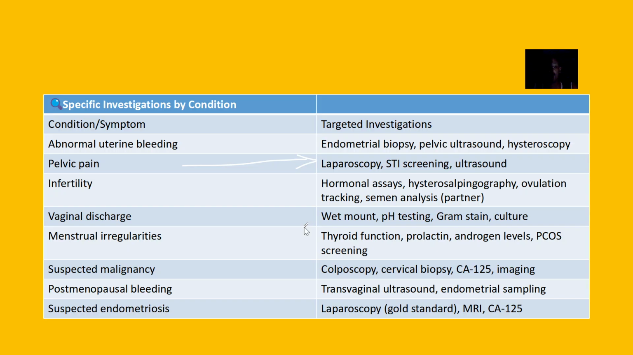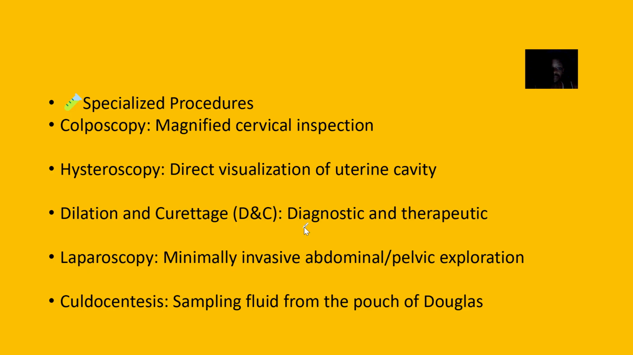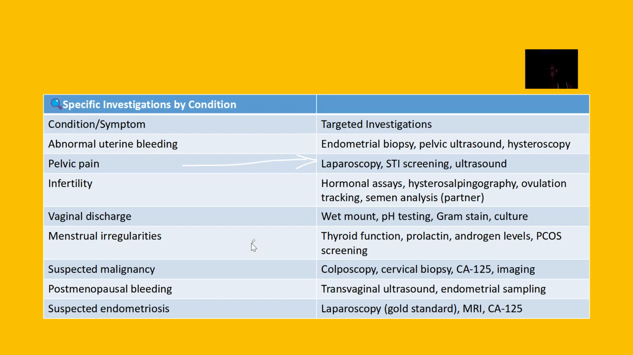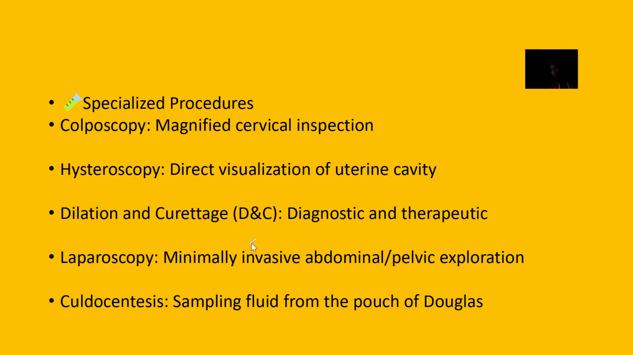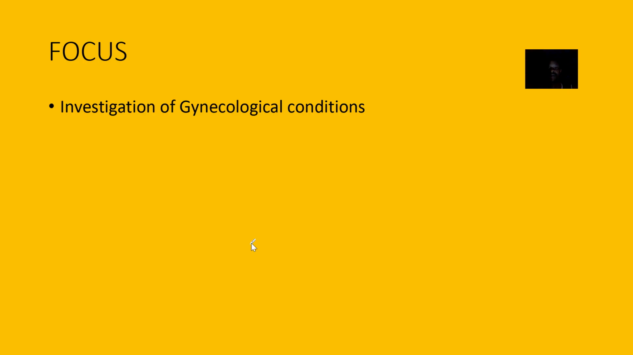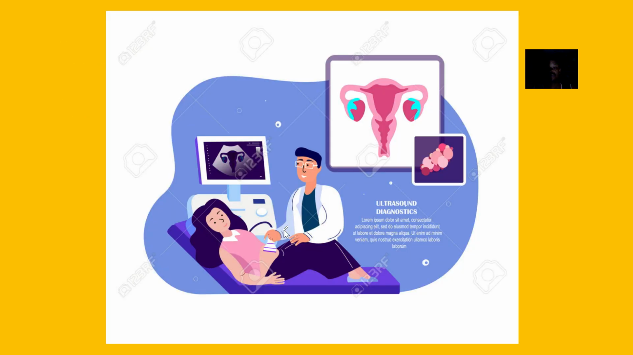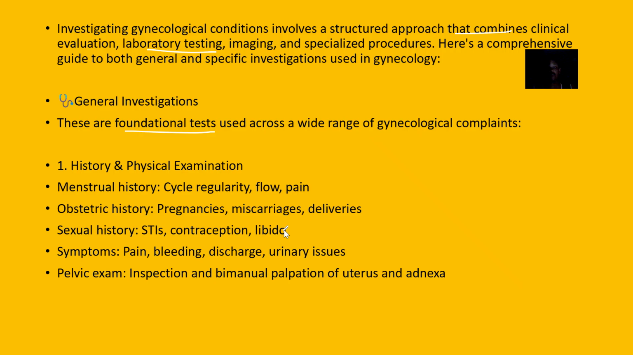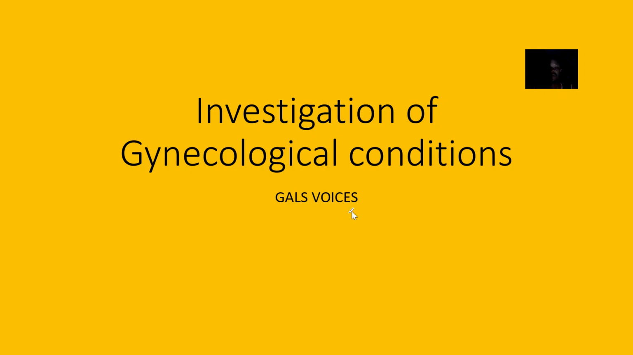Infertility, you have it. Vaginal discharge, you have it. Menstrual irregularities, you have it. Suspected cancers, that's suspected malignancies, you also have that. Postmenopausal bleeding is there. Suspected endometriosis is also there. So you see all of them. We'll still have special lectures where we talk about all of them, but that's in a short time to come. So those are the various investigations you might want to do for gynecological conditions.